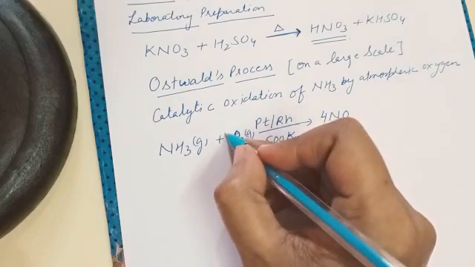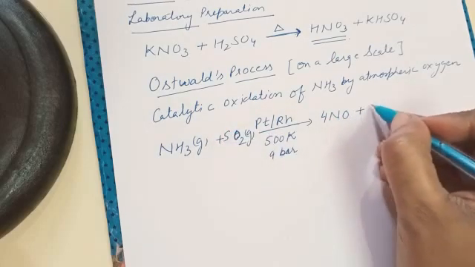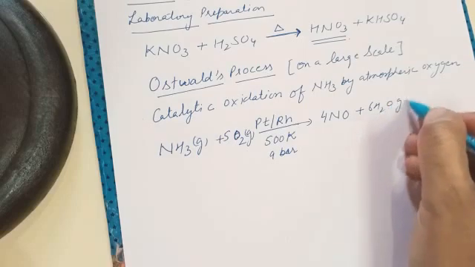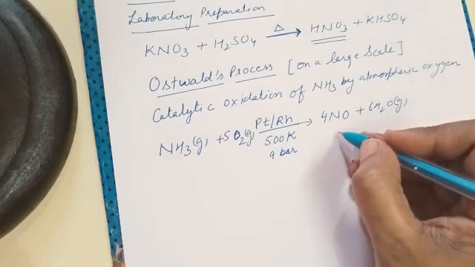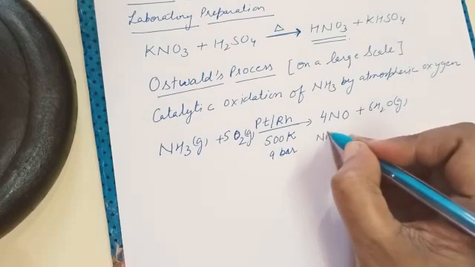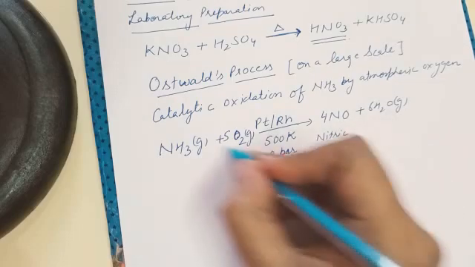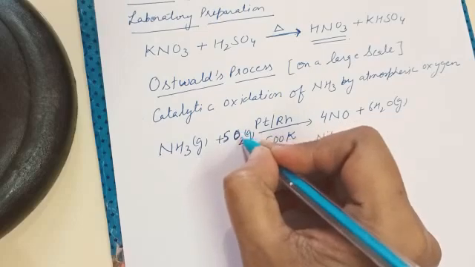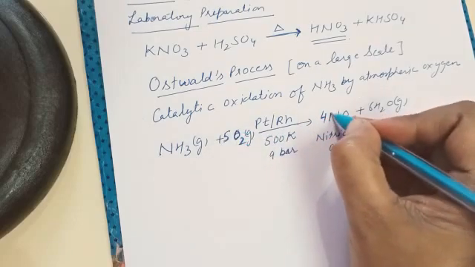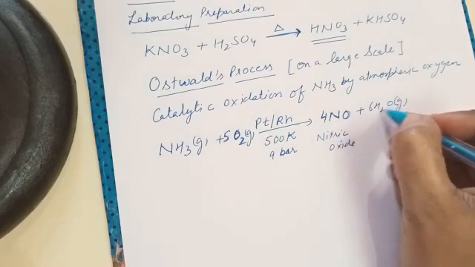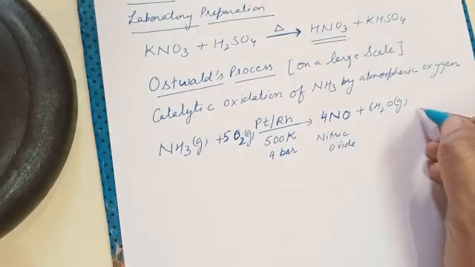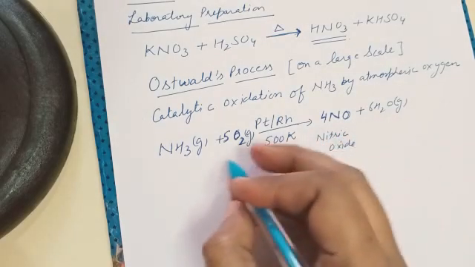Plus 6H2O gas. Okay, this is the nitric oxide. This is nitric oxide. We will balance the reaction with 5O2, 4NO and 6H2O. Our reaction is balanced now.